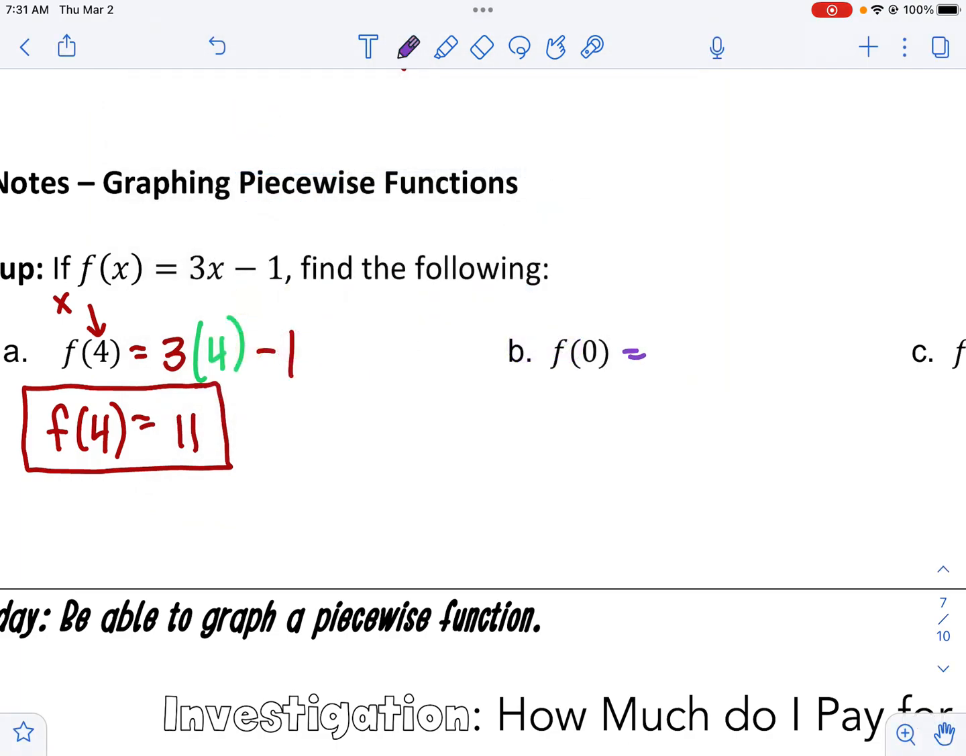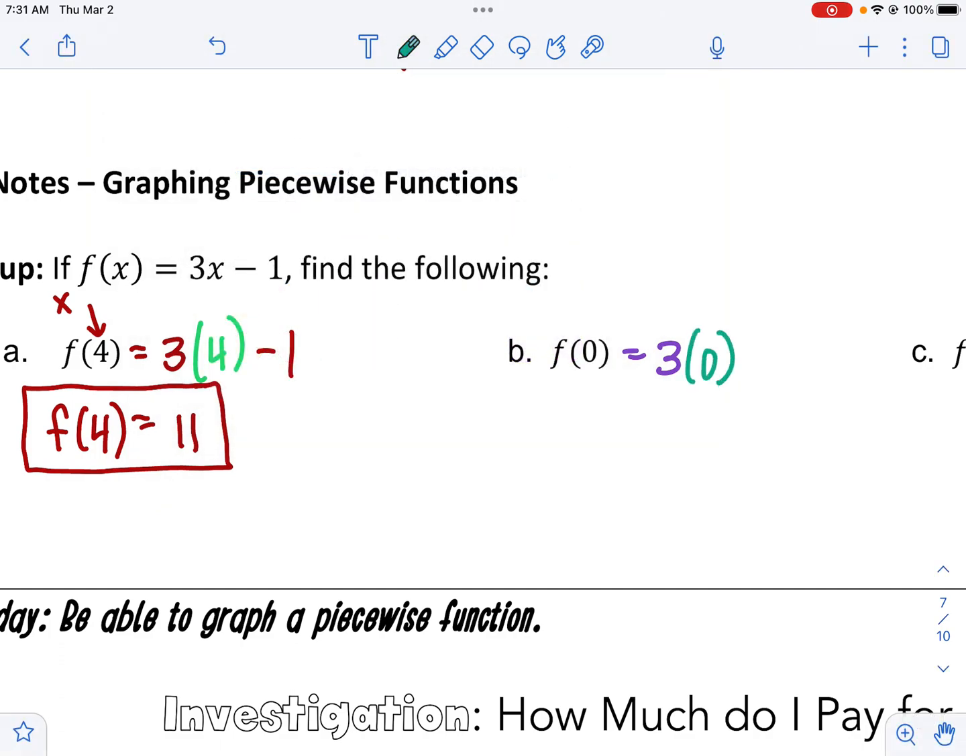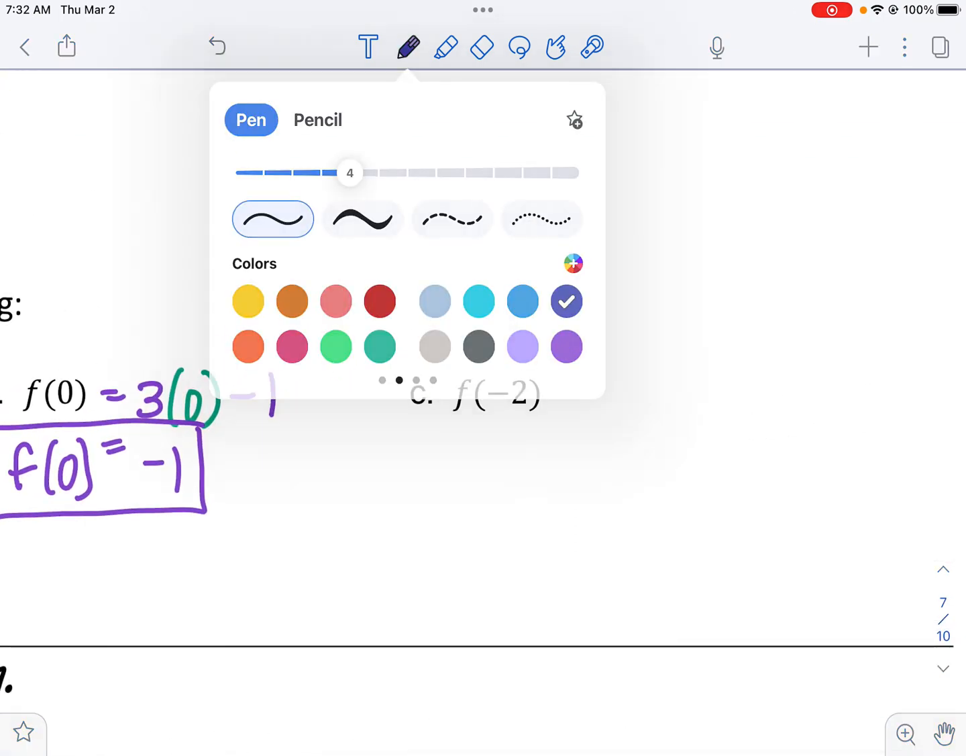Okay, so f of 0 would be 3 times 0 minus 1. 3 times 0 is 0, and so then f of 0 would be negative 1. So again, when the input is 0, or when the x value is 0, the output is negative 1. And the last one, f of negative 2.